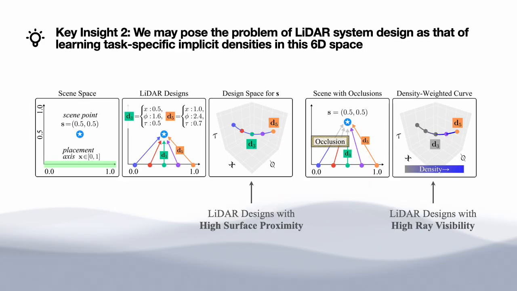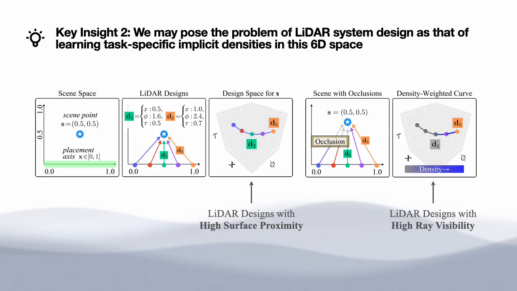Our second key insight is that we can pose the problem of LiDAR system design as that of learning task-specific implicit densities within this 6D design space. Going back to our simplified design space visualization, we can think about the points along the curve as points with high surface proximity. That is, these are LiDAR measurements that are able to map very closely to the scene surface.